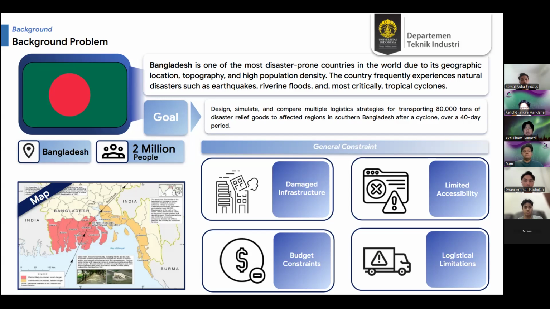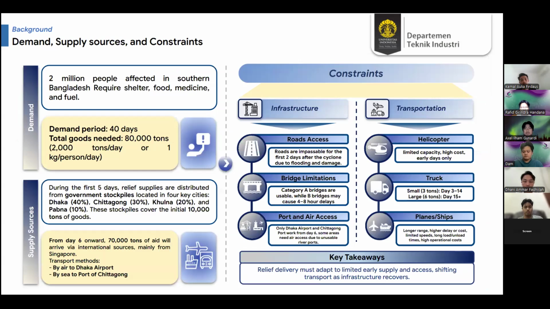Now let's talk about the demand, supply sources, and key constraints. After the cyclone, around 2 million people in southern Bangladesh need shelter, food, medicine, and fuel. The total demand is 80,000 tons over 40 days, equivalent to 2,000 tons per day or 1 kilogram per person per day. In the first 5 days, 10,000 tons will be distributed from government stockpiles in Dhaka, Chittagong, Khulna, and Pabna. From day 6 onward, 70,000 tons will arrive internationally, mainly from Singapore via Dhaka Airport and Chittagong Port.